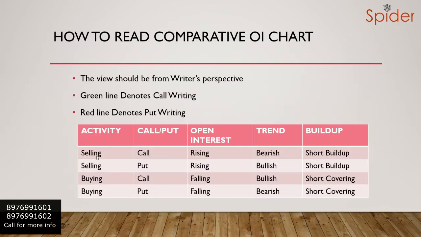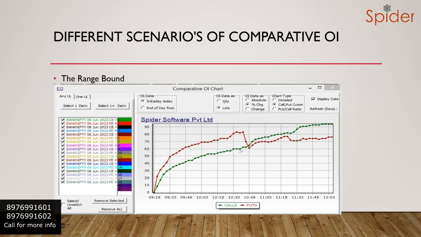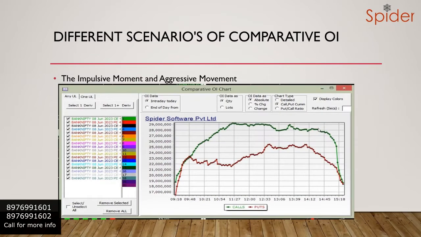Now you can see selling of the call rising, so it indicates a bearish market. The call writing was increasing after that, so the market turned bearish after that. So you can see there was a short buildup going on here.